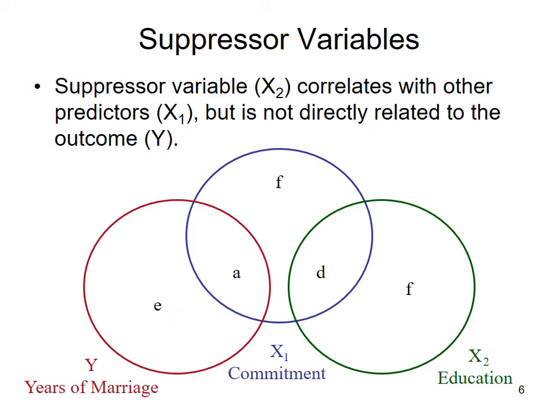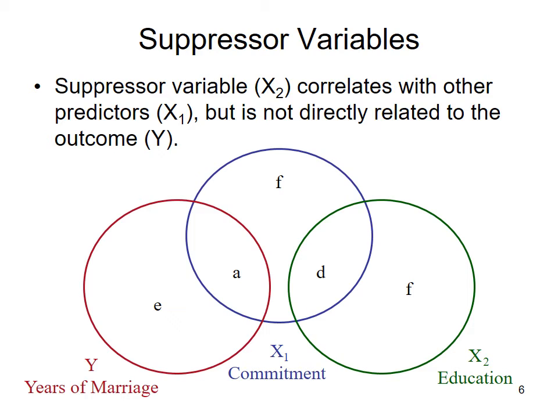However, we also have a second predictor that we've put in the model that is absolutely not related to years of marriage, education, X2, but is related to commitment. So the more committed you are, the more education you get. Now what can happen here with the suppressor variable is two different things can happen. Now again, this is a static picture, but remember that when we're calculating any statistical technique, we are including basically estimates of error or variance.